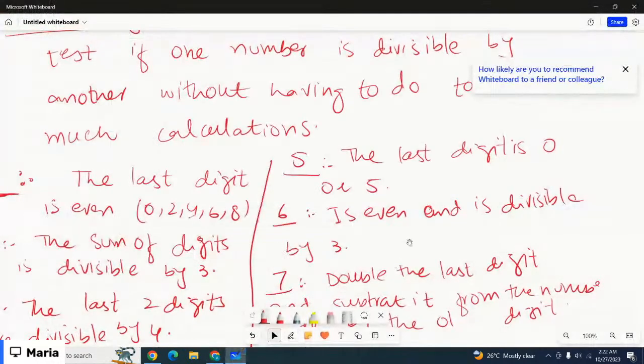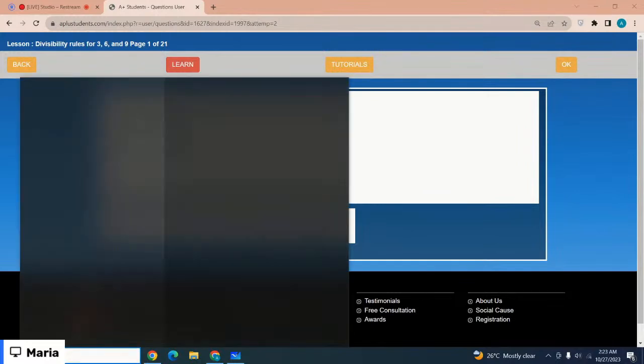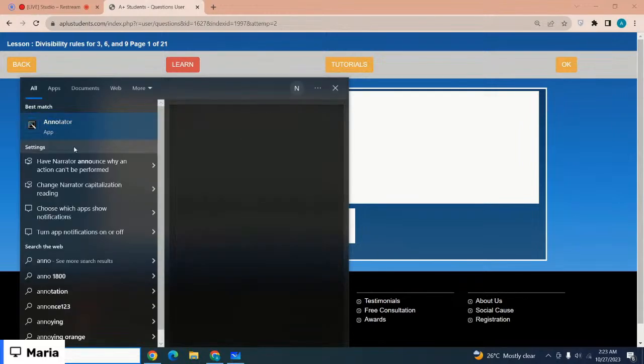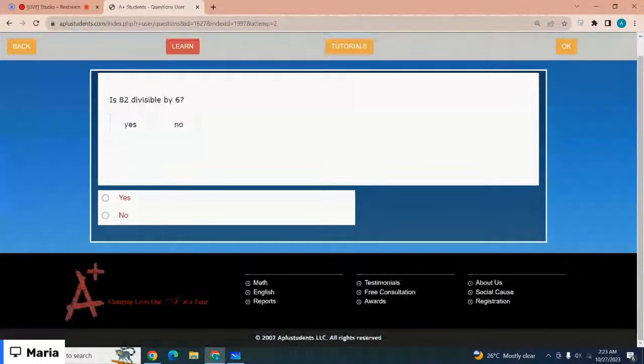The divisibility rule for 6 is you need to see if the number is even and if it is divisible by 3. 82, 2 is an even number, right? 82 is even. But the divisibility rule for 3 is you need to add the digits. Add 8 plus 2. 8 plus 2 is 10.